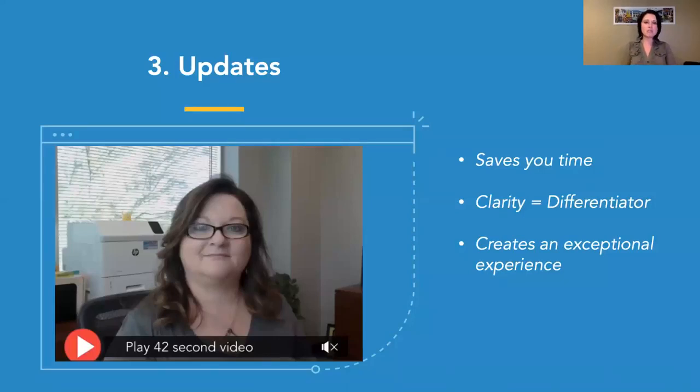The other reason why this is really great for updates is because of the clarity that comes from your communication, which is a massive differentiator. When you think about the fact that people retain only 10% of that information when they read it in an email as opposed to 95% when watching the video, it gives you an opportunity to provide updates on whatever that is in your business, and they're going to understand that information right away. And of course, it creates a really great experience.